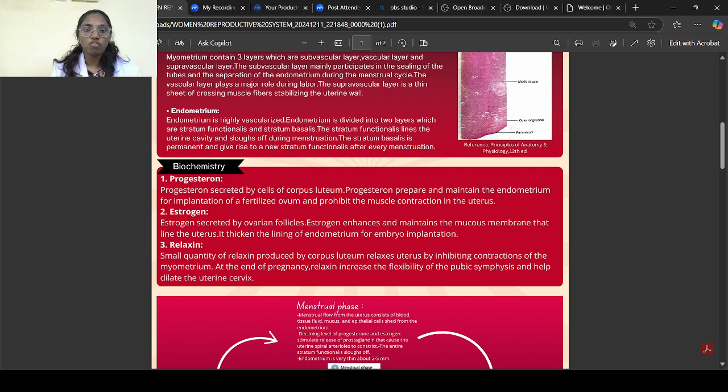Estrogen is secreted by ovarian follicles. Estrogen enhances and maintains the mucous membrane that lines the uterus. It thickens the lining of the endometrium for embryo implantation. A small quantity of relaxin is produced by the corpus luteum, and it relaxes the uterus by inhibiting contractions of the myometrium. At the end of the pregnancy, relaxin increases the flexibility of the pubic symphysis and helps dilate the uterine cervix.